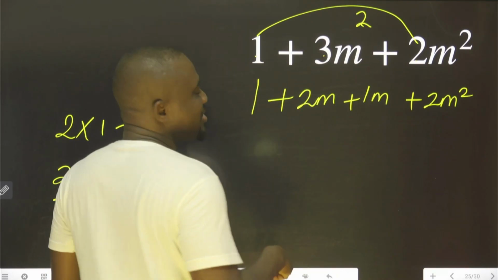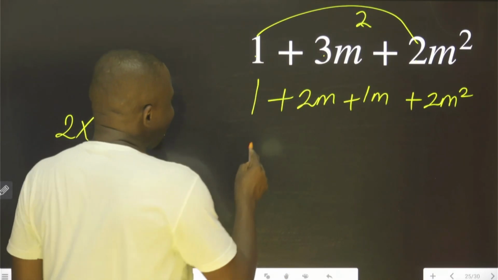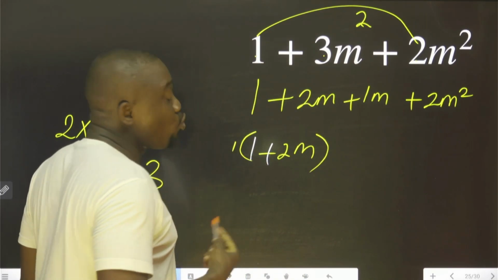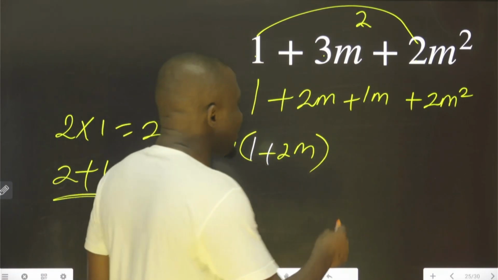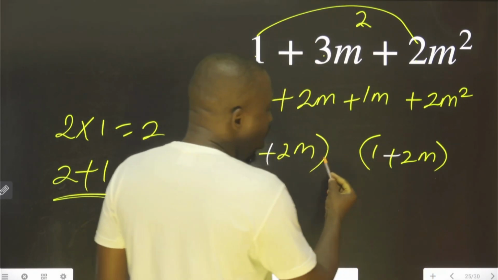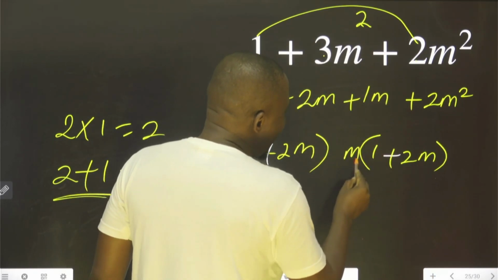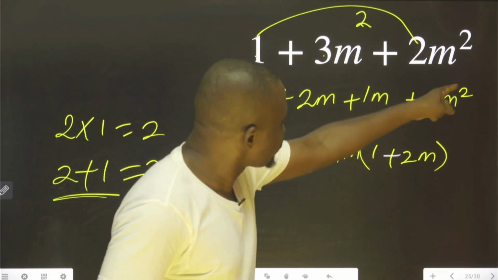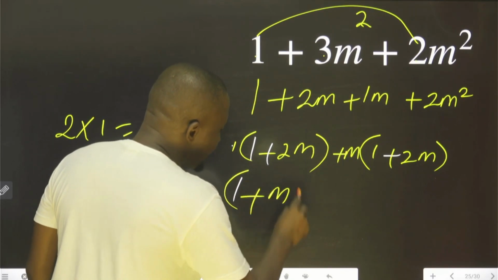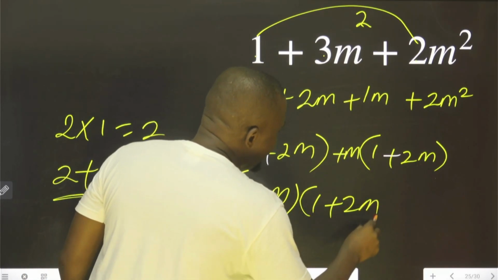What is common here? There's nothing that is common. So I will write it out like that. That is 1 plus 2m. I will just bring out 1. Okay? Then I will repeat this. 1 plus 2m. What can I do to this to have this? I will bring m here. M times this, we still have this. So it's this now 1 plus m, 1 plus 2m.